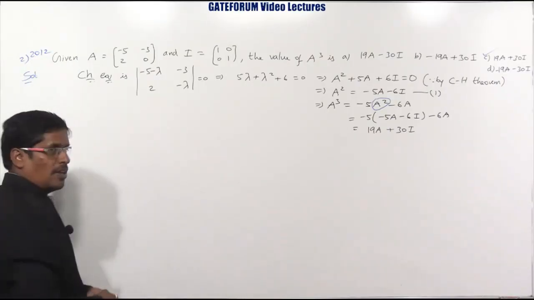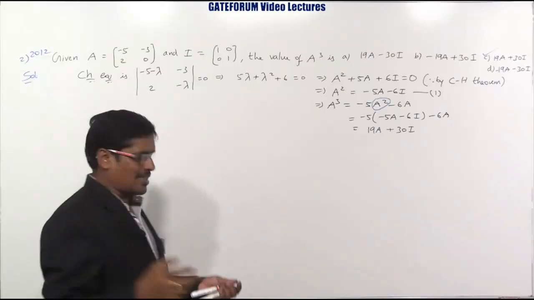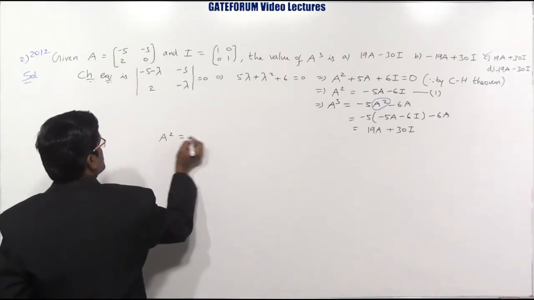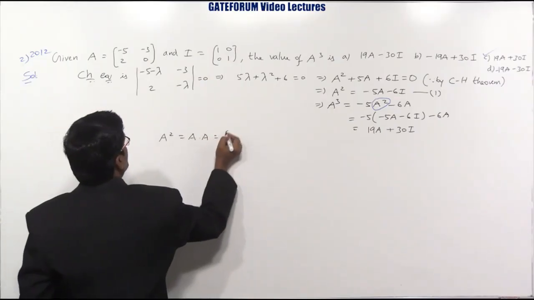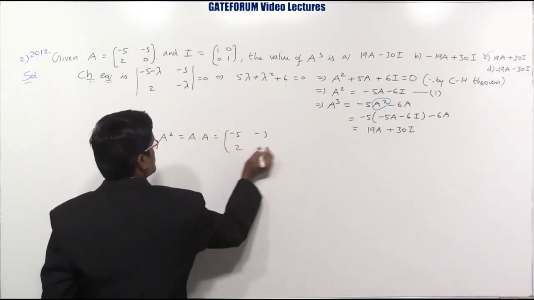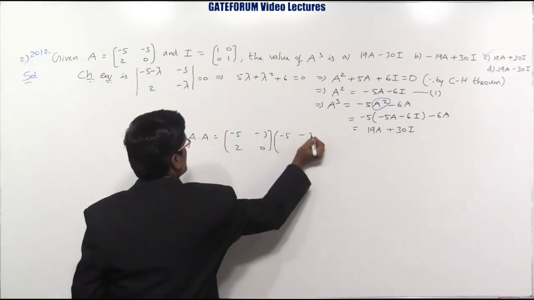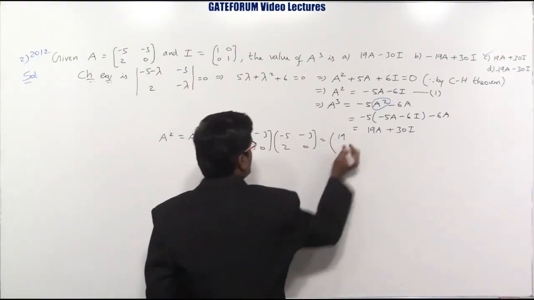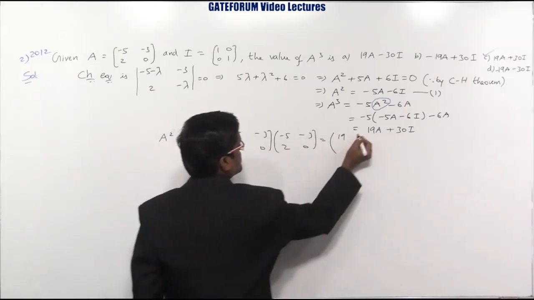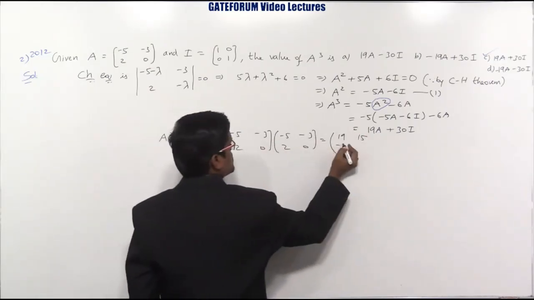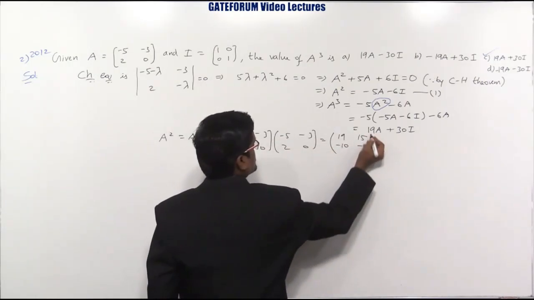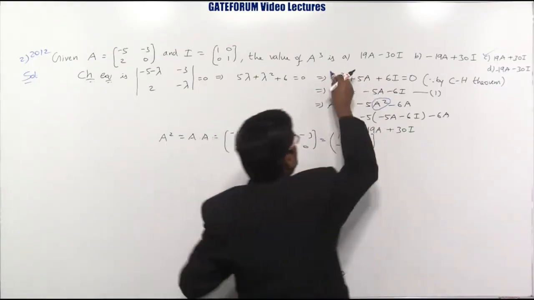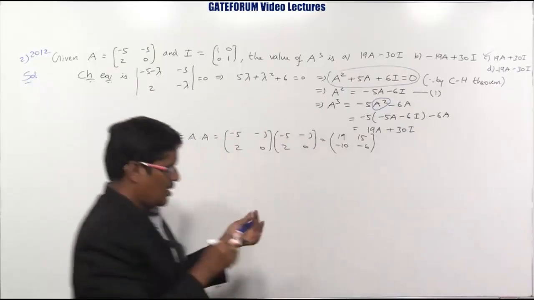Now, see, many of you are not understanding, for example, what is meant by satisfying the equation. This is your A. What is A square? A into A. That is minus 5, minus 3, 2, 0 into minus 5, minus 3, 2, 0. So 25 minus 6 is 19, 15, minus 10, and minus 6. So how do you get this? By the Cayley-Hamilton theorem. Just substitute lambda by A.